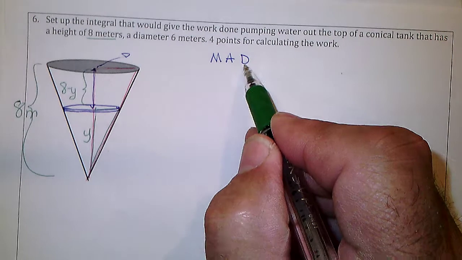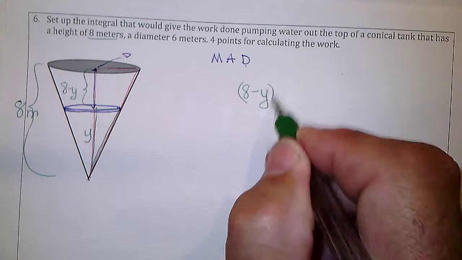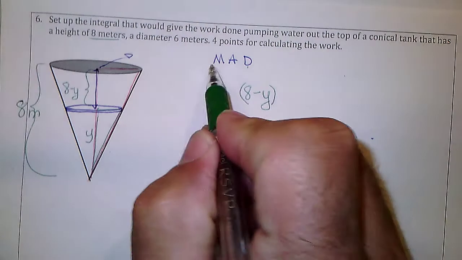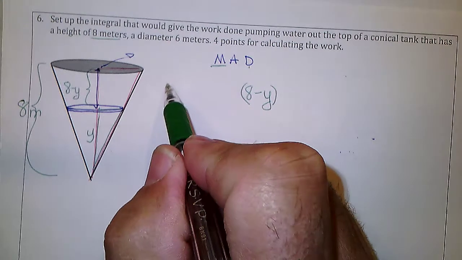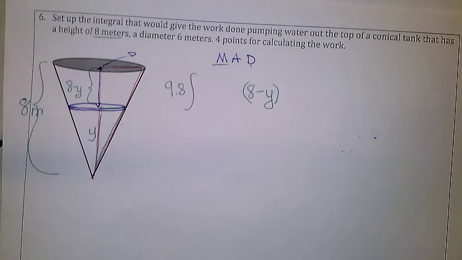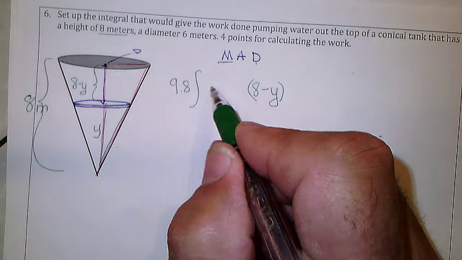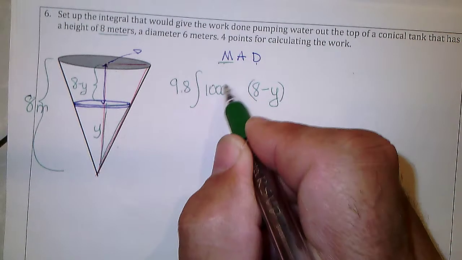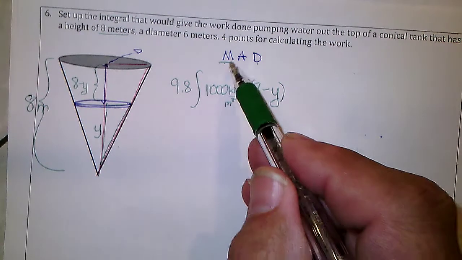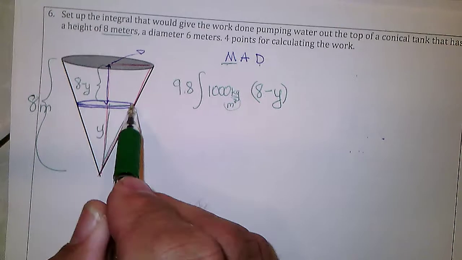So my D is going to be 8 minus Y, the distance I lifted. Now, the mass, the A is easy, that's the 9.8. And that always comes out of the integral. But the mass is density, and for water, it's 1,000 kilograms per meter cubed. But to get mass, we have to take it times the volume. So we need the volume of this disc.